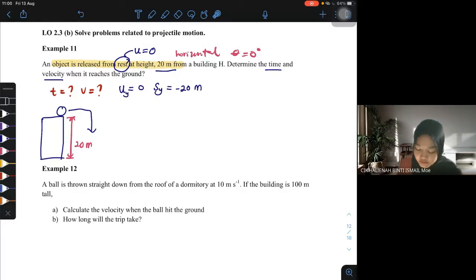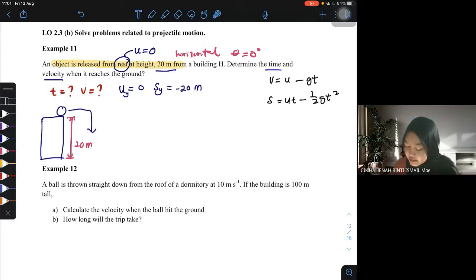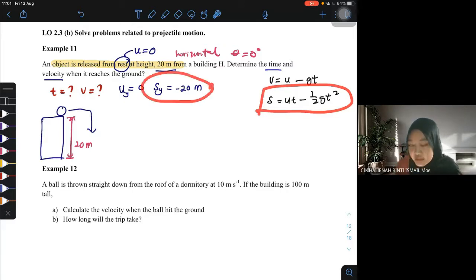Okay, so these two are the information that we have. And then we want to find first is the time. Okay, so untuk time, kita hanya ada dua formula yang ada time, which is V = U - gt, and also S = ut - half gt square. So which one we are going to use? S equals to ut minus 1 over 2gt square. Okay, thank you Evangeline. Okay, this is what we are going to use. Sebab kenapa kita gunakan this one? Because we have the information in displacement. So we are going to use this one.